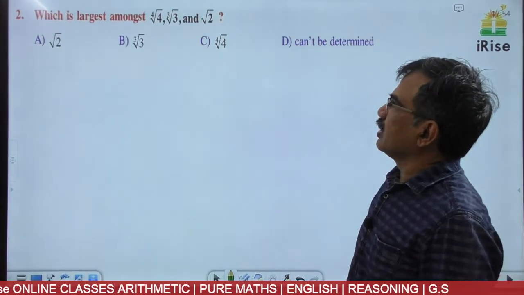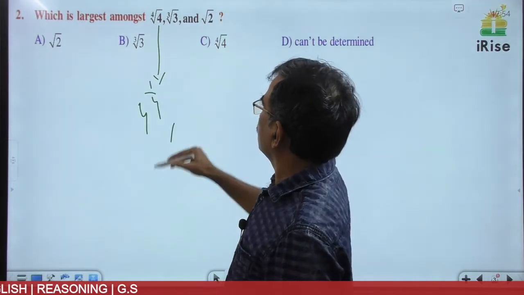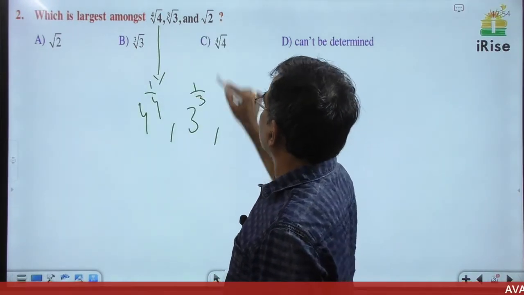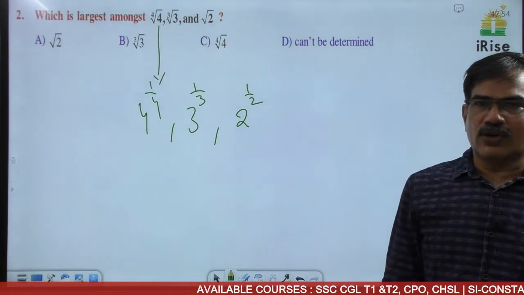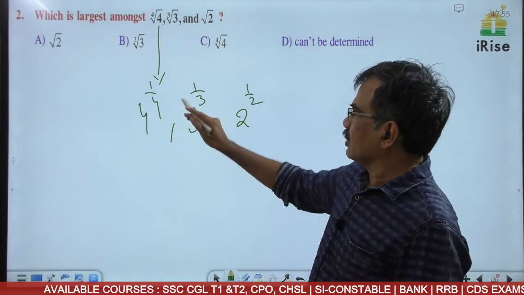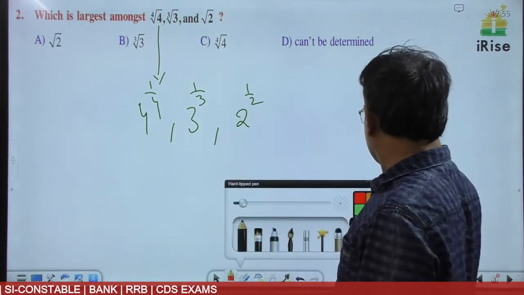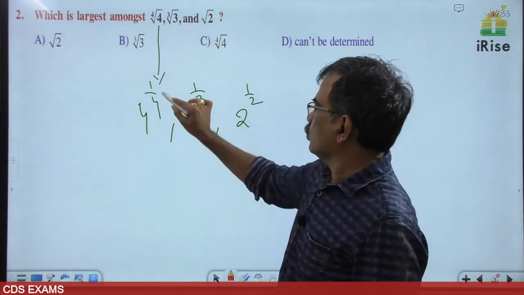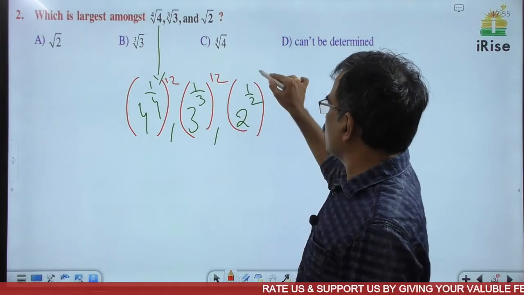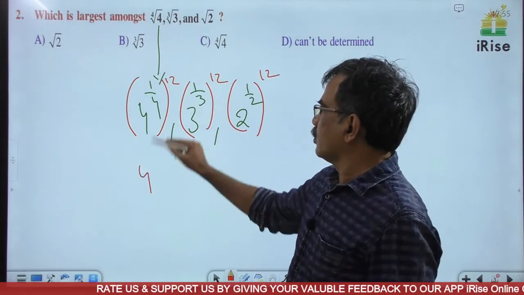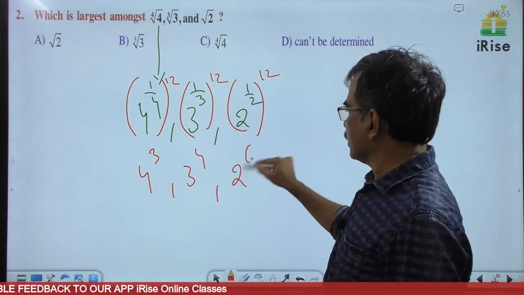Which is the largest among 4 root 4, cube root of 3, and square root of 2? I want to write this as 4 power 1 by 4. This can be written as 3 power 1 by 3, and this can be written as 2 power 1 by 2. What is the largest among these? To find the maximum and minimum, we have to raise them to the same power, then the inequality does not change. The LCM of 4, 3, 2 is 12, so take whole power 12 for each term. Then this can be written as 4 cube, the second one 3 power 4, and this is 2 power 6.